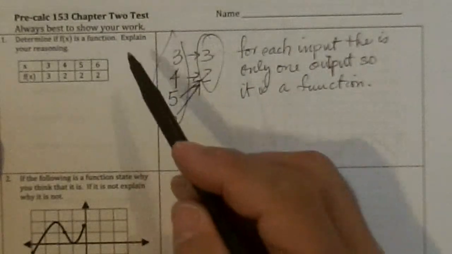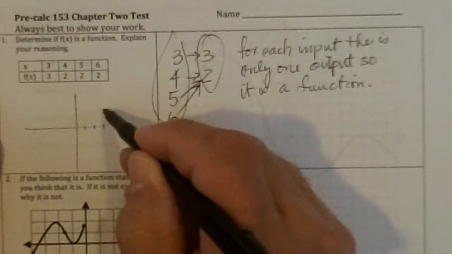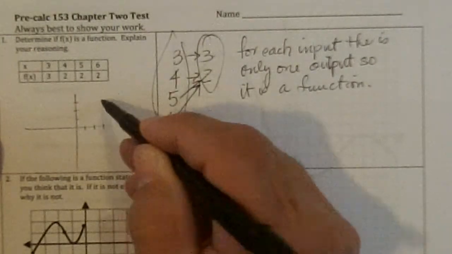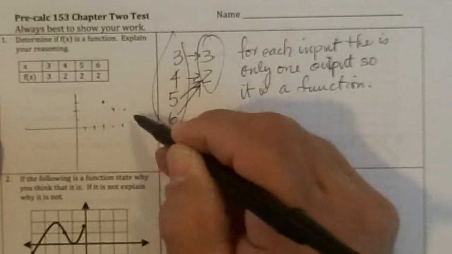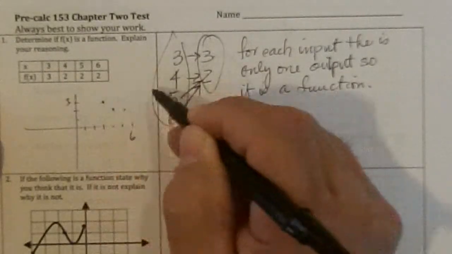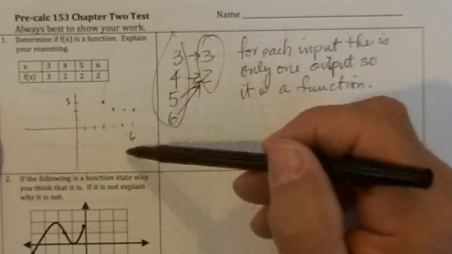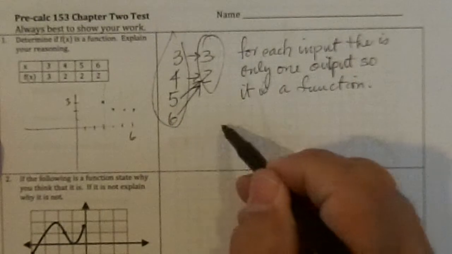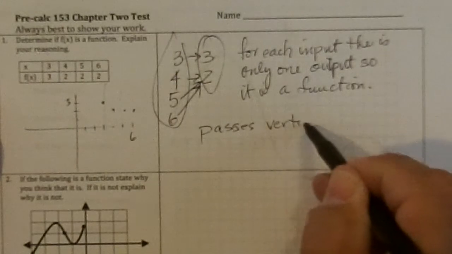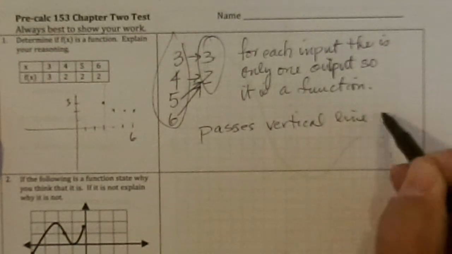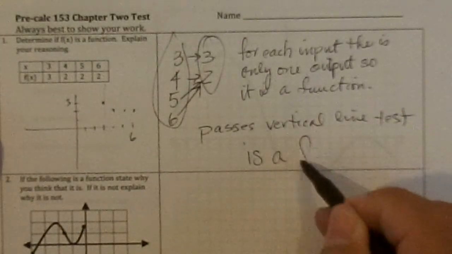Now some others said you could graph this, and if we went to 3 and put in 3, and 4 had a 2, 5 had a 2, and 6 had a 2. These are the only 4 dots on the graph, and a vertical line cannot hit any 2 points at the same time, so it also passes the vertical line test. So it is a function.